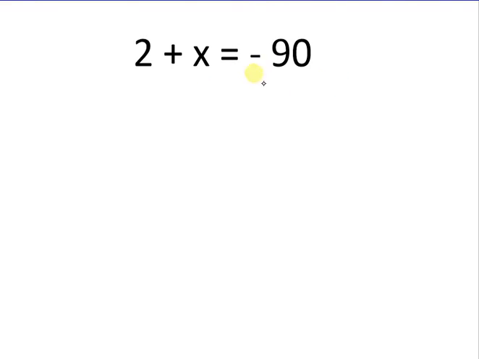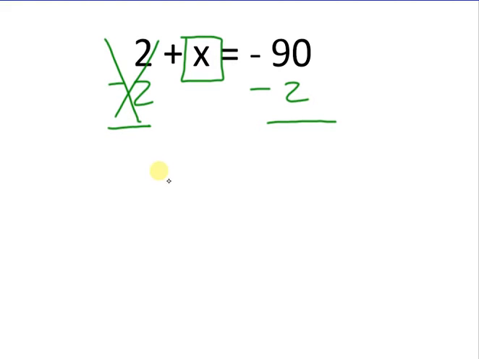Okay, so now we have a negative here, so be careful. Step one, box your variable. Now over here, there's no plus or minus sign, but you should know that this is a positive 2, okay? So the opposite of positive 2 is minus 2 or negative 2. So you're going to do it to both sides of the equal sign. Okay, plus 2 and minus 2 cancel each other out, and you're only left with x on this side. Bring down your equal sign, and negative 90 plus negative 2 is going to be negative 92.